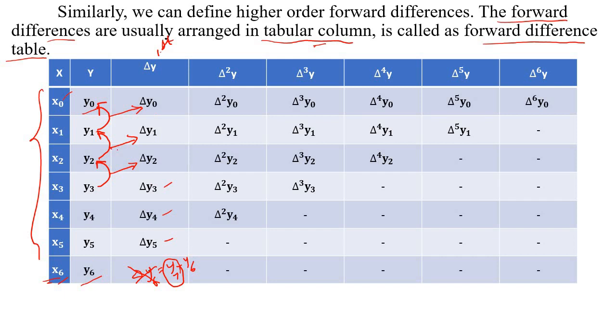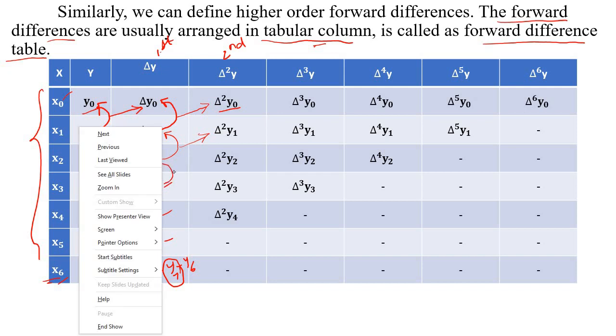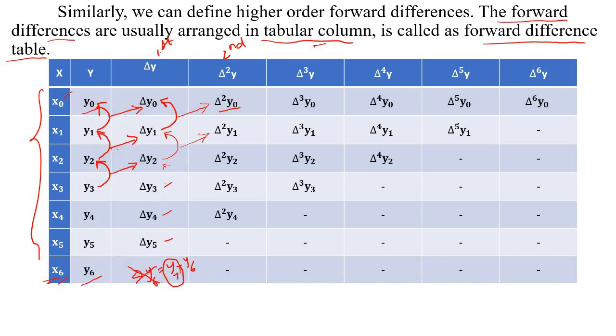After finding the first order forward differences, I need to go for a second order forward difference. Observe the table. No need of definition to construct the table. So to find the second order forward difference of y0, delta y1 minus delta y0 gives the second order forward difference of y0. Delta y2 minus delta y1 gives the second order forward difference of y1. Similarly, delta y3 minus delta y2 gives the second order forward difference of y2. In the same manner, we can find out these two.